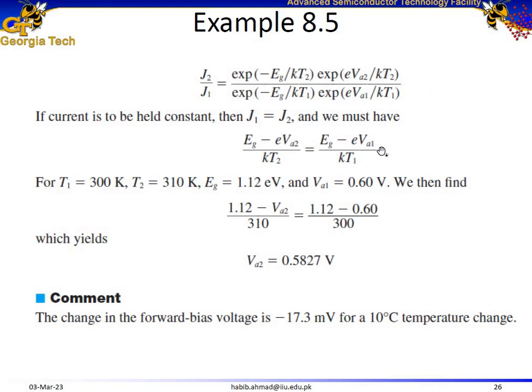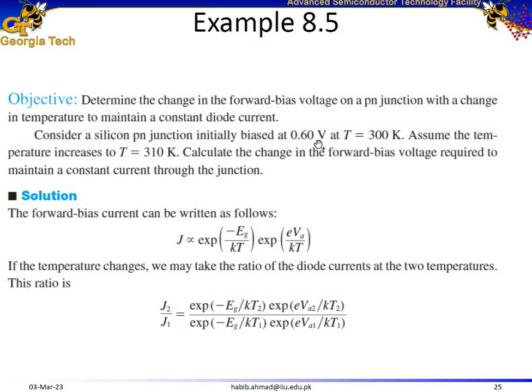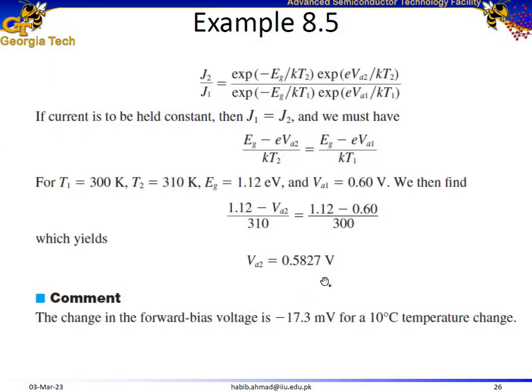You can easily solve it and you get to this equation over here, and then the band gap of silicon at room temperature is approximately 1.12 electron volts. VA1 is given, T1 is given, T2 is given. Replace all the values, reorder the equation, and you get the value for VA2. So in order to keep constant current density, you got to decrease the voltage from 0.6 to 0.587 volts.